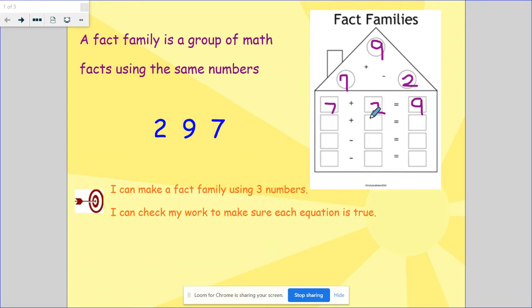Now I see my frame has another addition equation. So I'm going to think now about the turnaround fact for 7 plus 2. I know in addition, I can flip my numbers around and I'm going to get the same sum. So now I can come through in here and say, 2 plus 7 also equals 9. All right, so I'm feeling good. I've got my 2 addition facts.